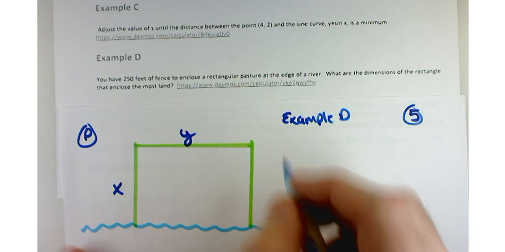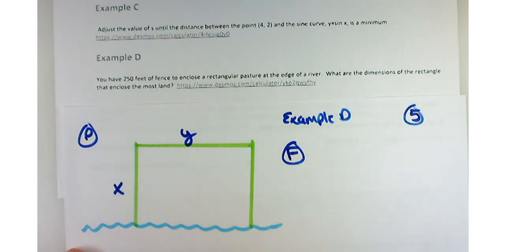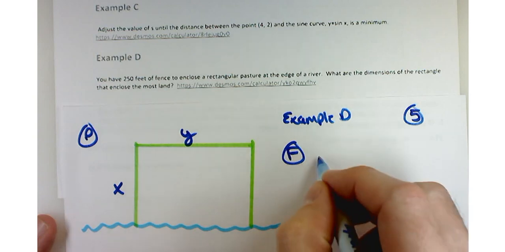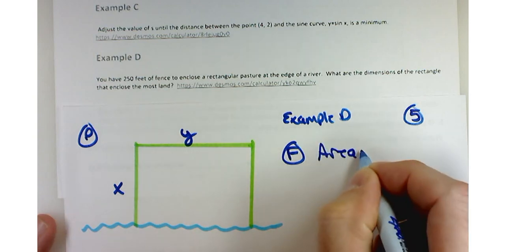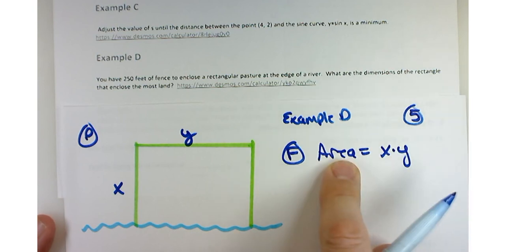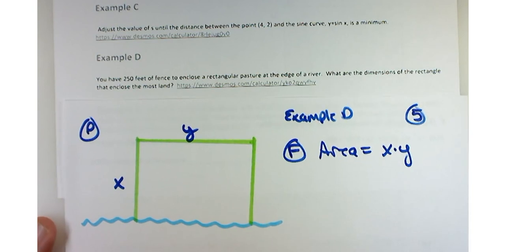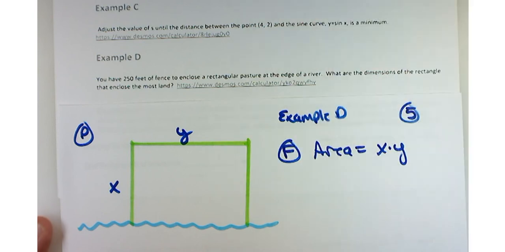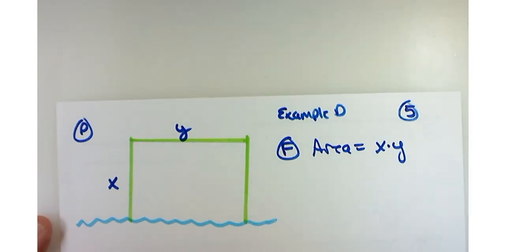Picture, function. Well, we're trying to maximize the area. So what's the area? How do I calculate the area of this rectangle? X times Y. And I'm just going to write area there, until I can write this as a function of one variable.